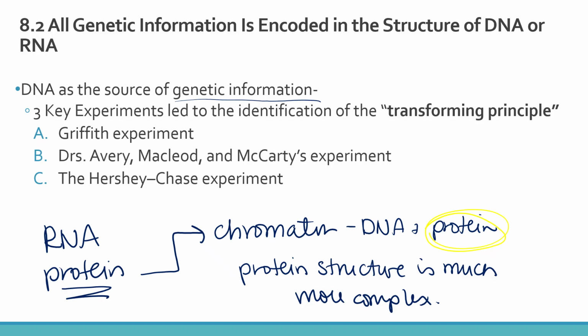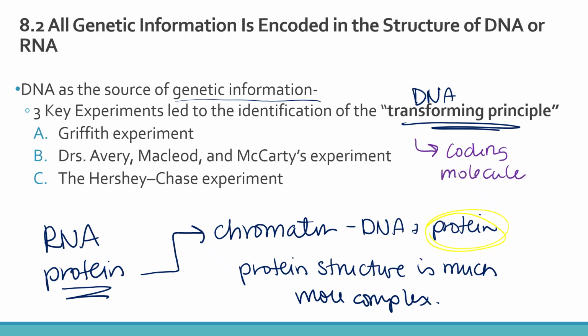So we're going to look at 3 experiments that led to the identification of DNA as the transforming principle. And we'll talk about why we're calling it the transforming principle right now. Eventually, we're going to start calling it the coding molecule because we're going to learn how it encodes our genes. So you'll need to know Erwin Chargaff's contribution. You'll also need to know about Griffith's experiment, the Avery, McLeod, and McCarty experiment, and then the Hershey and Chase experiment. Not listed here are going to be the contributions of Watson and Crick, Maurice Wilkins, and Rosalind Franklin.